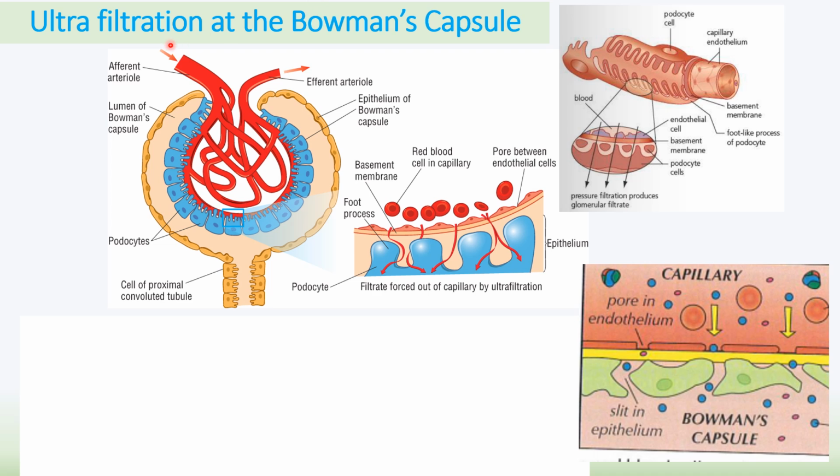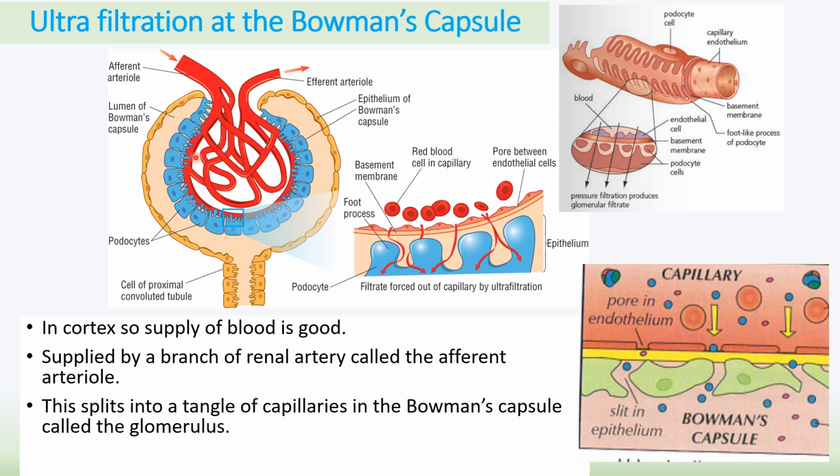So how does ultrafiltration work? Well, ultrafiltration works at the Bowman's capsule. As I just said, blood comes in from the afferent arteriole, which has a wider lumen, so more blood can enter this glomerulus area than can leave via the efferent arteriole. That builds up a supply of pressure.